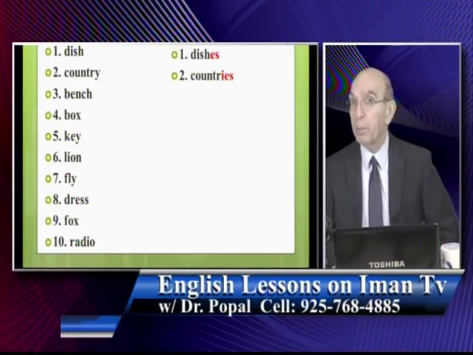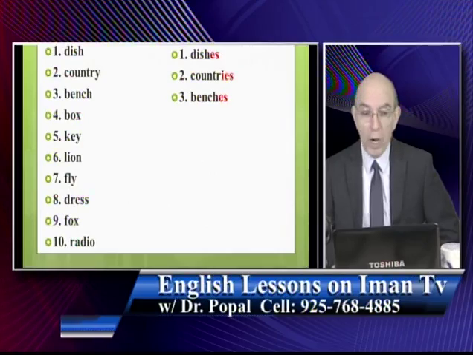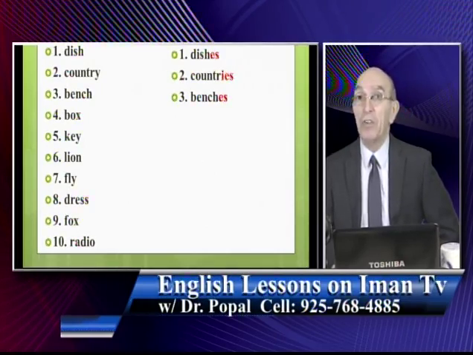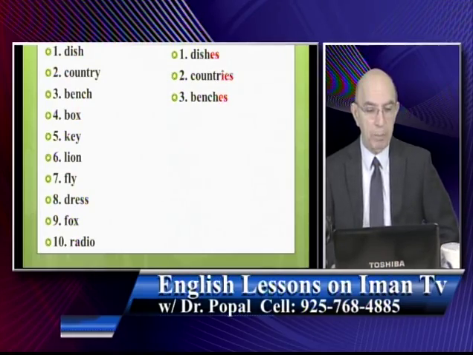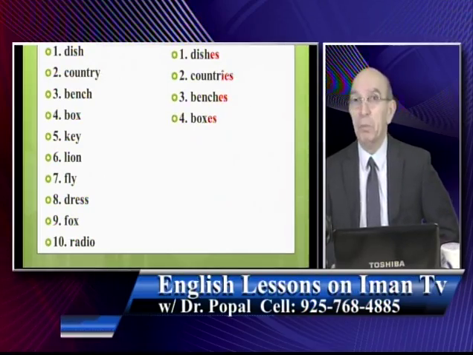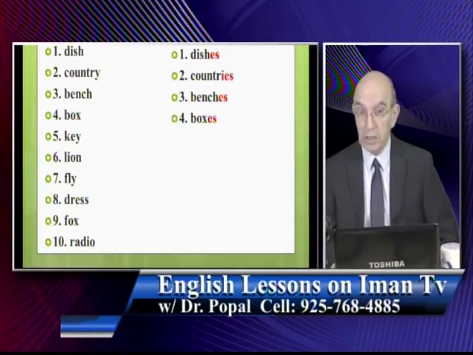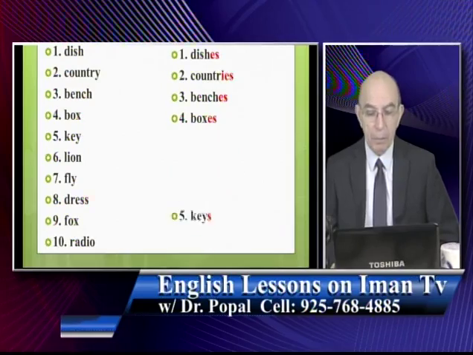Bench. The plural form is benches. Why? Because it ends with CH, and we have to add ES and one more syllable. Box becomes what? Boxes. Why? Because it ends with X, and after X we have to add ES and one more syllable. Boxes. Key becomes what?